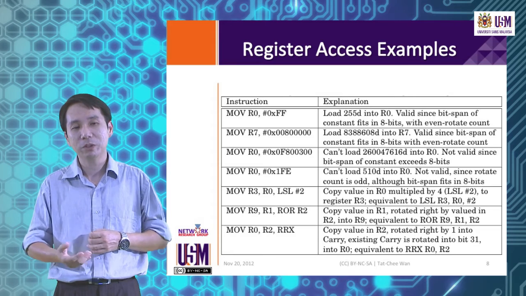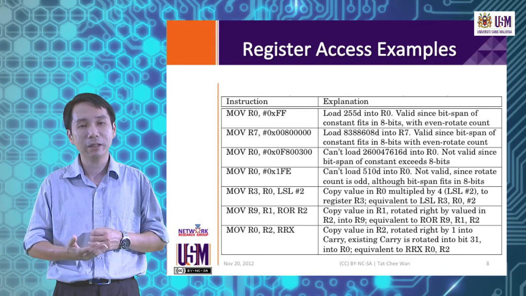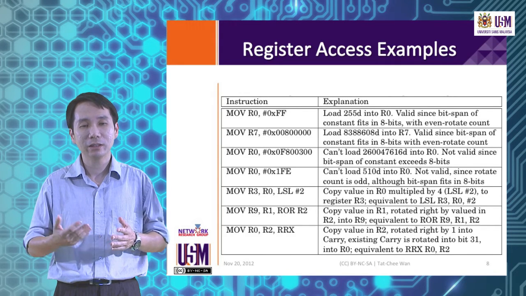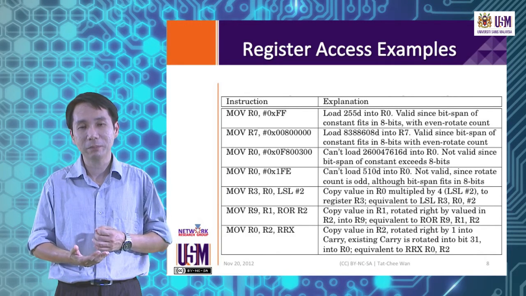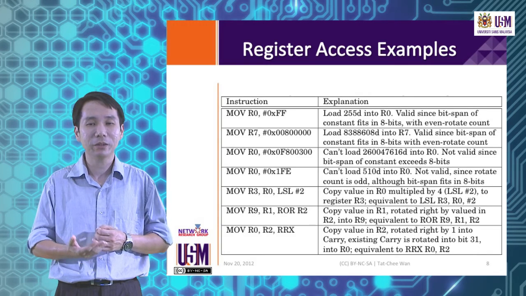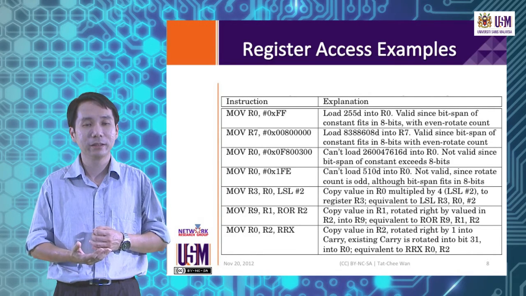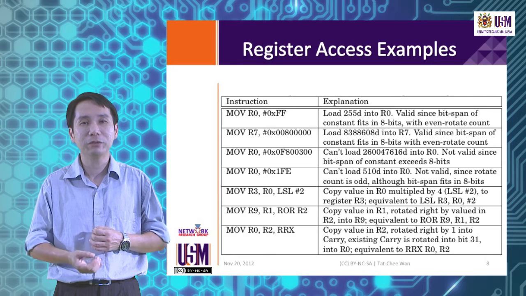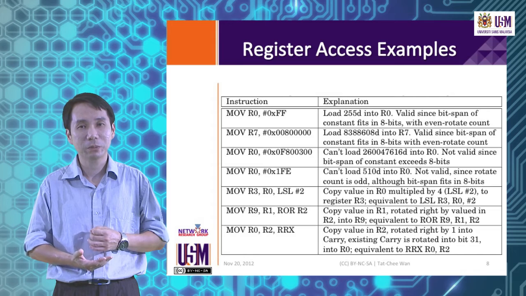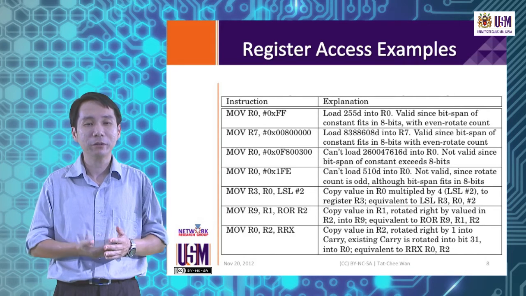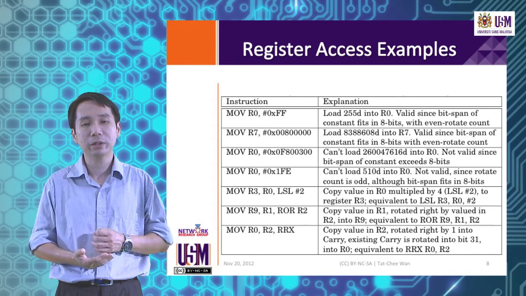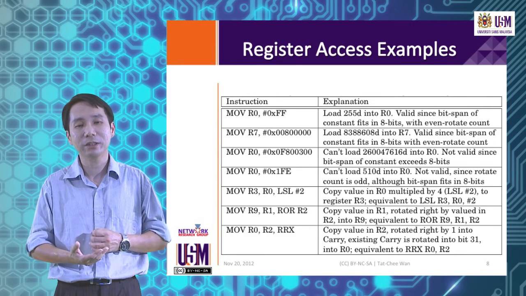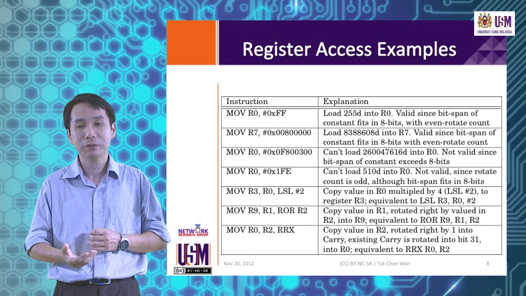The third example, MOV R0, 0xF8000300, is not assembled by the assembler because the bit span of this constant exceeds 8 bits. Consequently, when the assembler encounters this statement, it will generate an error and refuse to compile or assemble the program. The fourth example, MOV R0, 0x01FE, again cannot be assembled because the bit span of this constant value cannot fit into 8 bits.